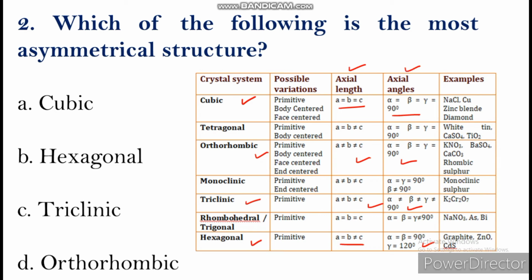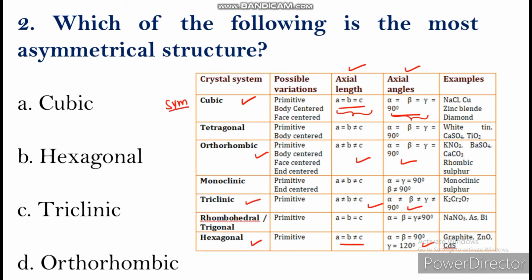Out of these, look which of them is most asymmetrical. Most asymmetrical means the edges should not be equal and the angles should not be equal to each other. Here you can see all three edges are equal, all angles are equal. This is most symmetrical.